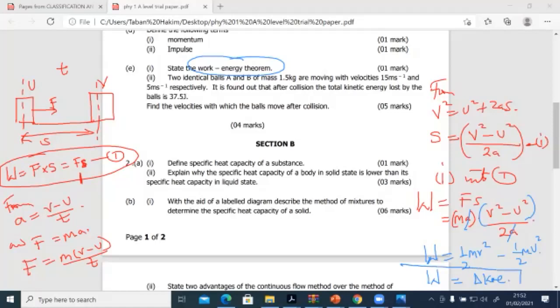I can give you some time to note that down. Meanwhile, we can be looking at number 2, but let me first pause here.